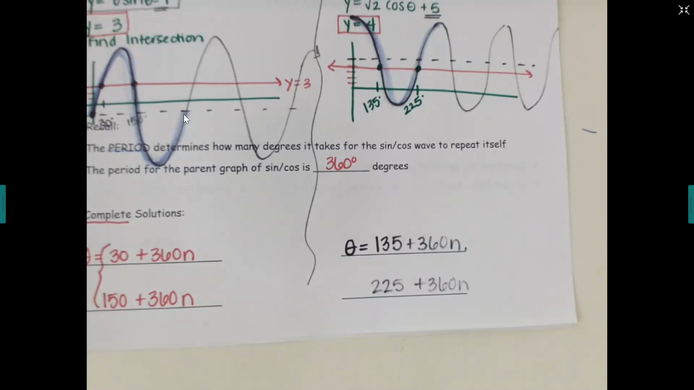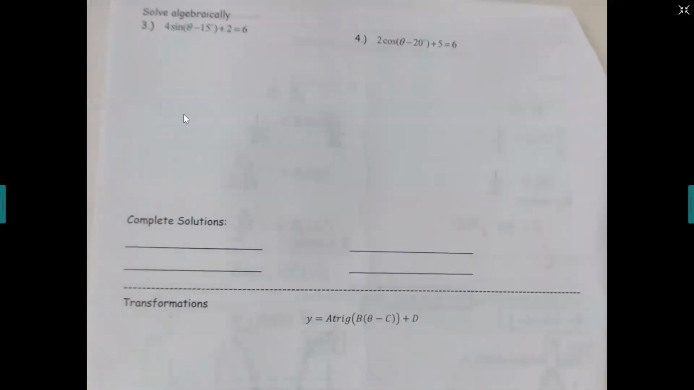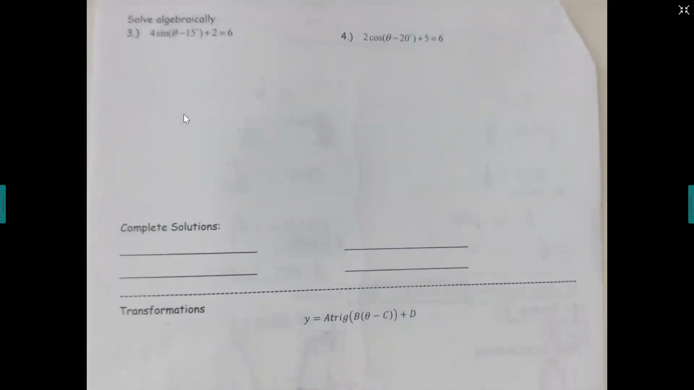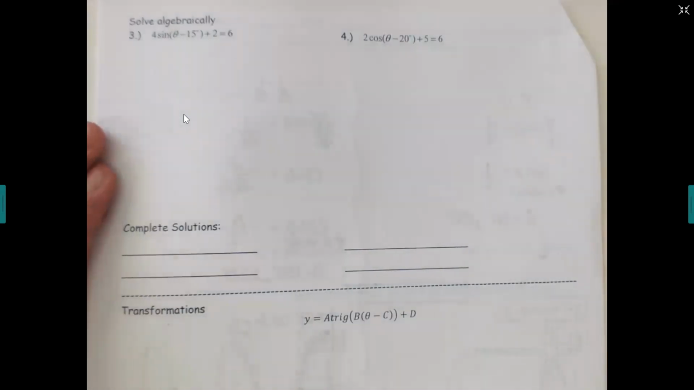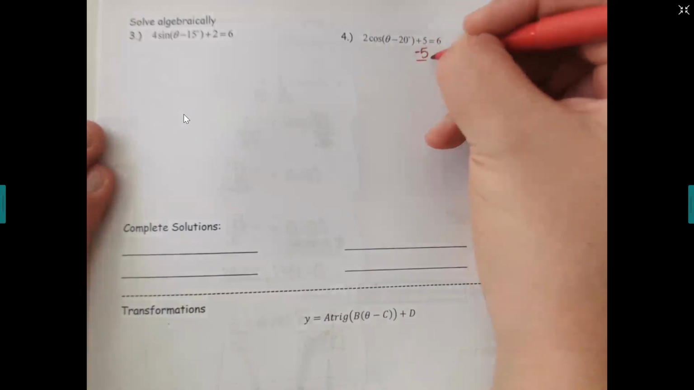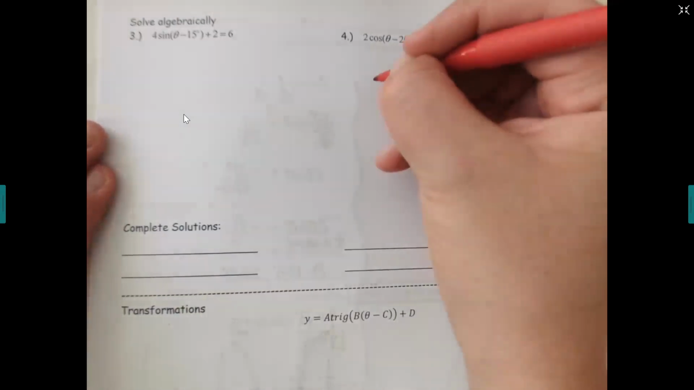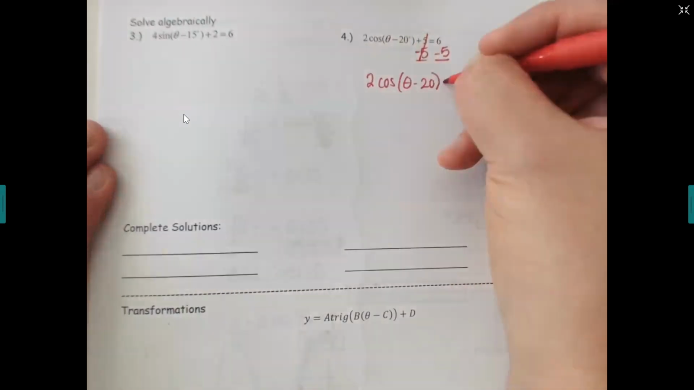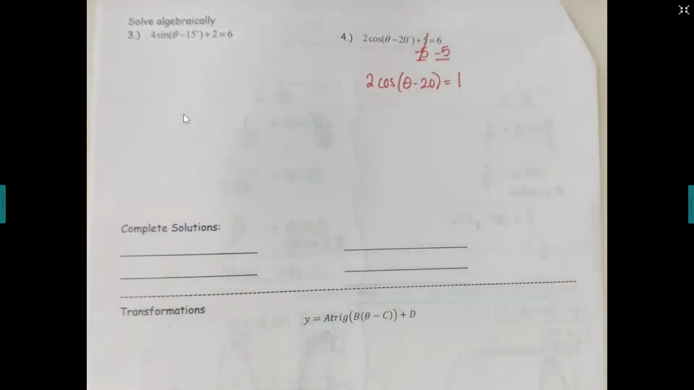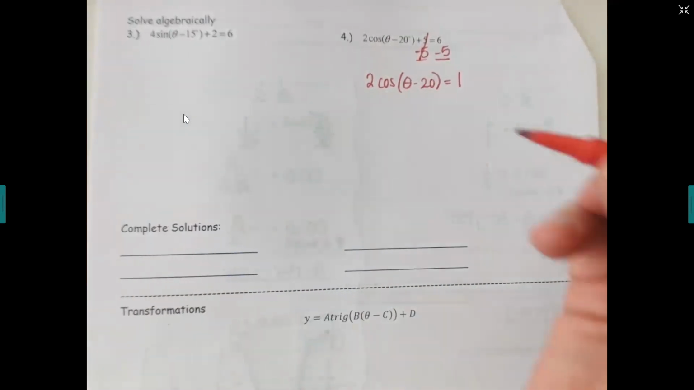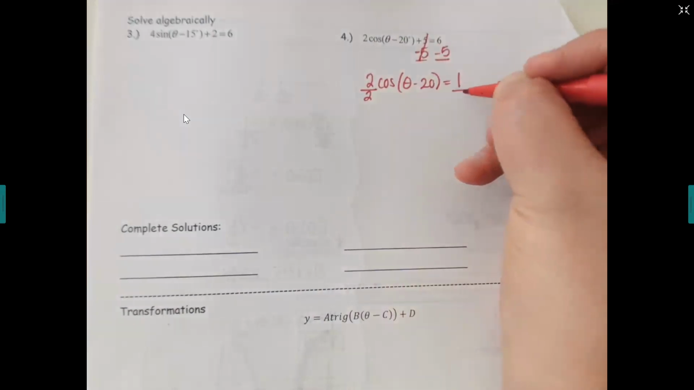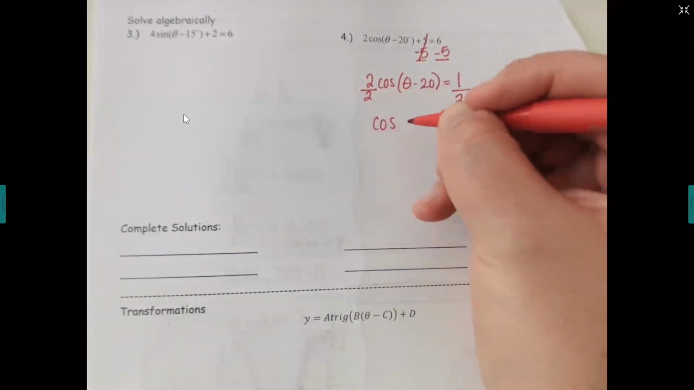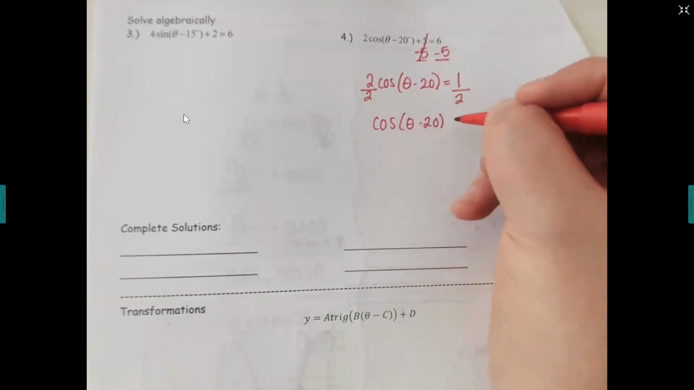Okay, we'll do number 4. What do you think you should do first? We're going to subtract 5. So 6 minus 5 is going to give me a 1. Then we've got to get rid of the 2 in the front. How do we do that? Divide by 2. So now it's going to be cosine of (theta minus 20) equals a half.